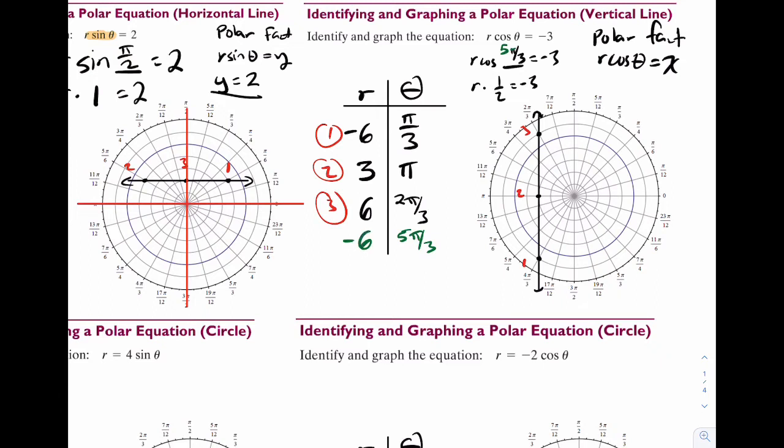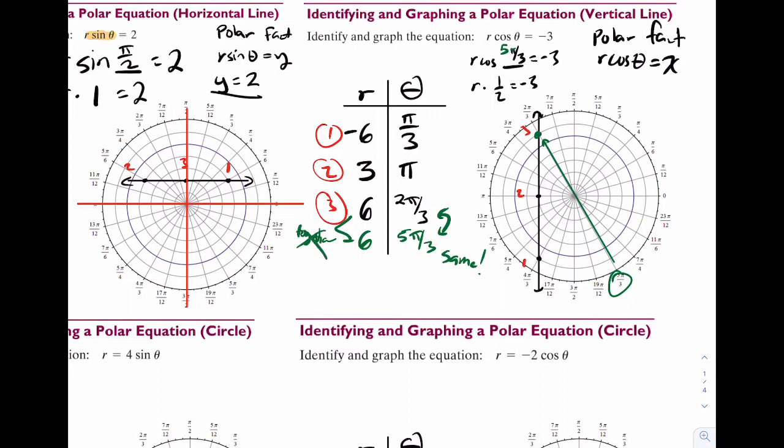But look at the problem. If I had used 5 pi over 3, that's right here, go -6, we actually end up going over here, this point. Which means, look at that, these 2 points, they're the same. So if I were to pick 5 pi over 3, I could have done that instead of 2 pi over 3, but you wouldn't want to pick these 2 points together.